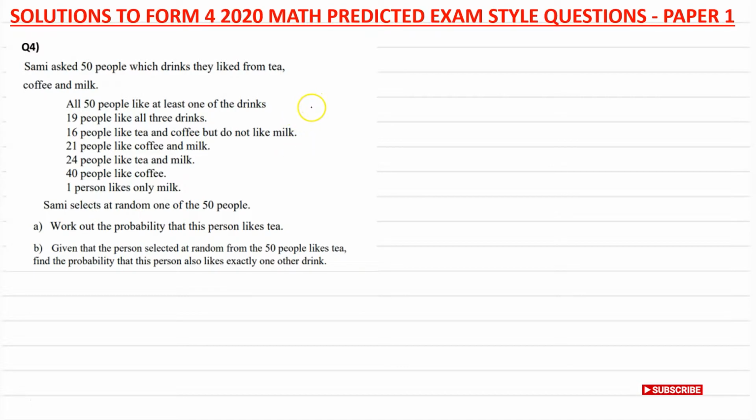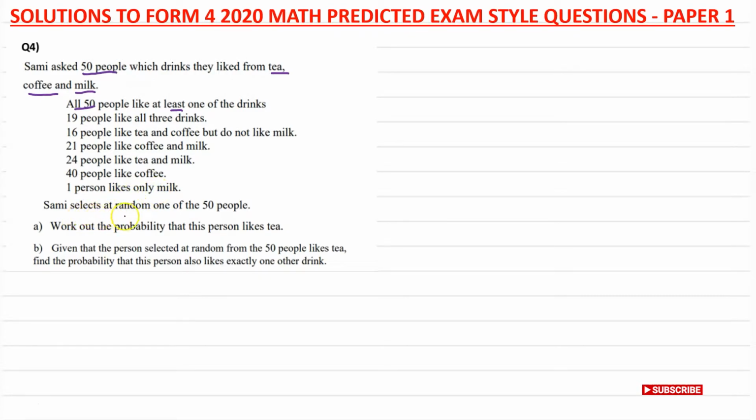It's about Venn diagrams. We're told Sammy asked 50 people which drinks they like from tea, coffee, and milk. All 50 people like at least one of the drinks. 19 people like all drinks. 16 people like tea and coffee but do not like milk. 21 people like coffee and milk. 24 people like tea and milk. 40 people like coffee. 1 person likes only milk.